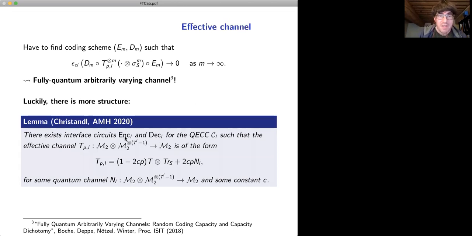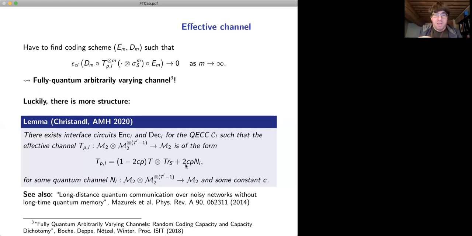What we can show is that there exist interface circuits, enc-L and dec-L, such that this effective channel has the following nice convex decomposition. It decomposes into a part that has a fully quantum arbitrarily varying channel NL in it, and another part that corresponds to the ideal channel T, the noise channel T that I wanted to have. This probability 2CP is the probability that the interface fails, or actually that both interfaces fail in one line. When the interfaces fail, I cannot say anything. If they work, then the channel T is recovered. I should say that this probability of the interface failing is 2 times C times P, in particular it doesn't depend on L. This has been shown in a paper in 2014 by Mazurek et al.